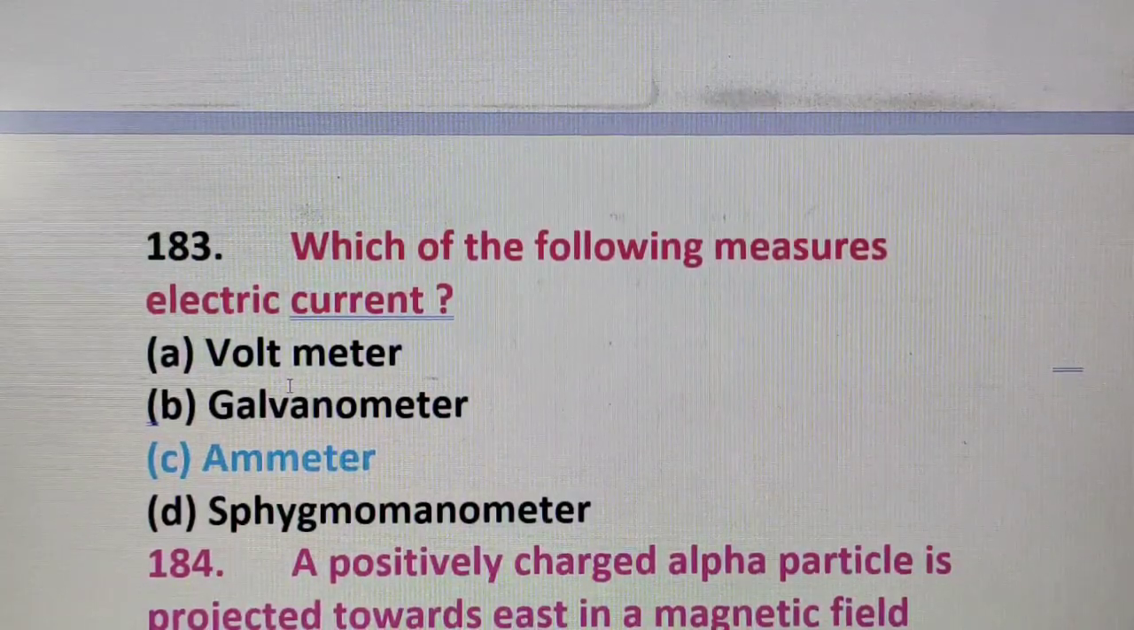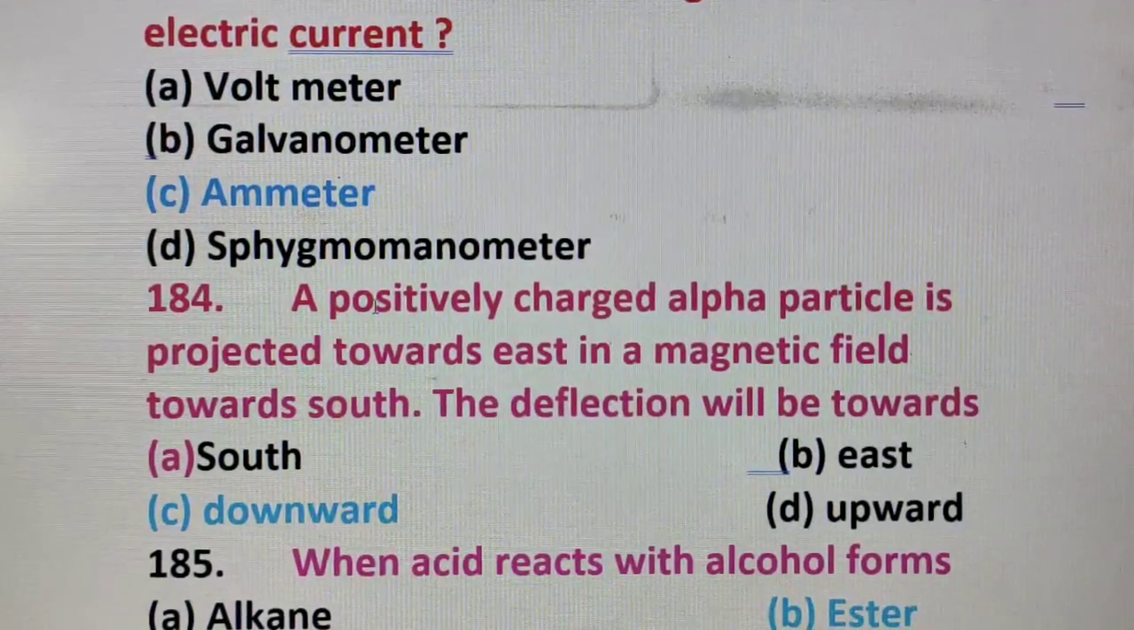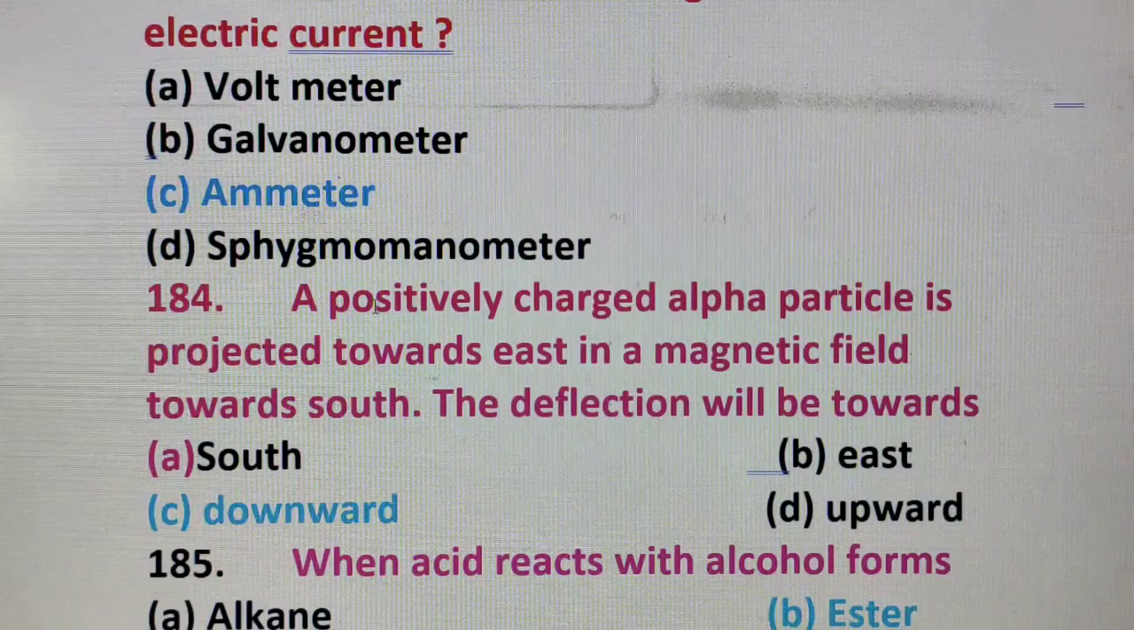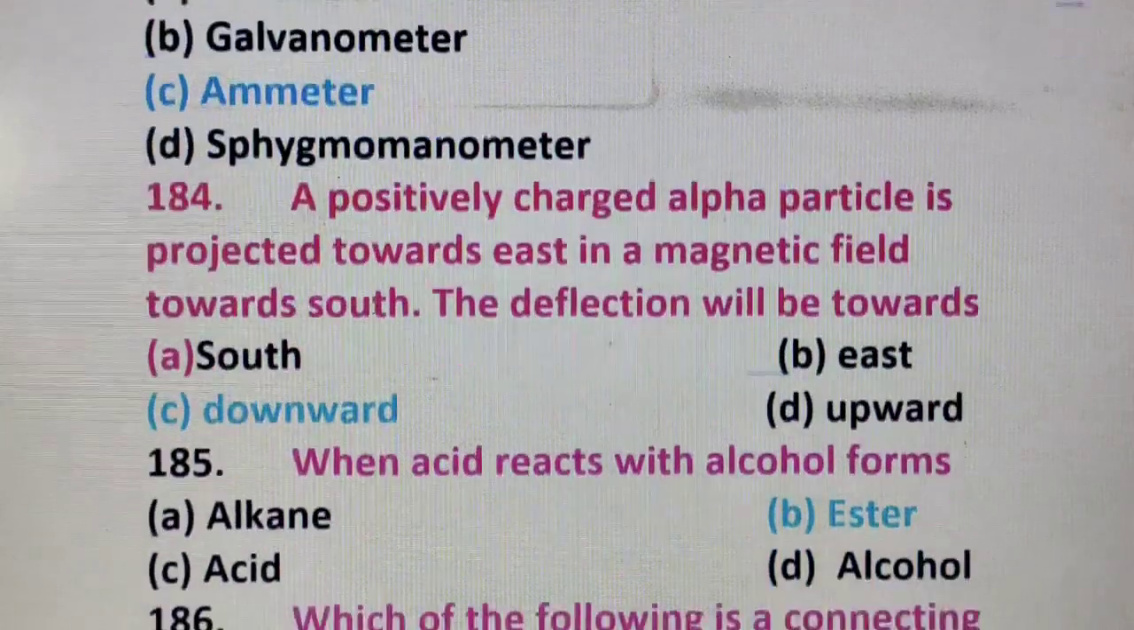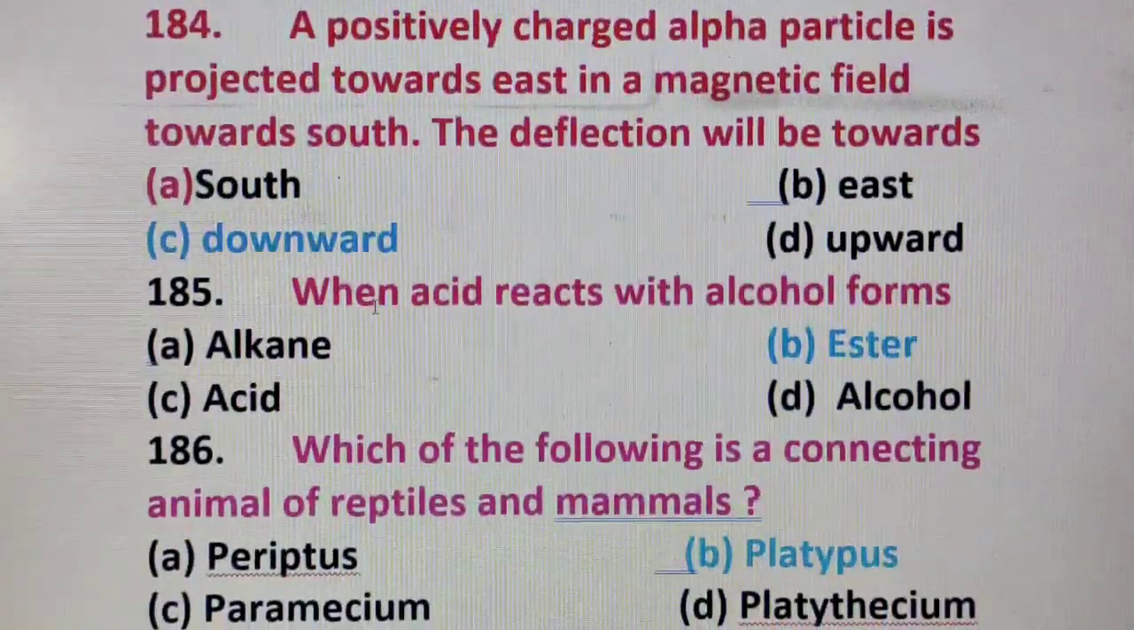the blood pressure. A positively charged alpha particle is projected towards east in the magnetic field towards south. The deflection will be towards downward. This can be solved by using Fleming's left-hand rule. Since positively charged alpha particle towards east means current towards west and magnetic field towards south, the deflection will be in the downward direction. When acid reacts with alcohol forms esters.